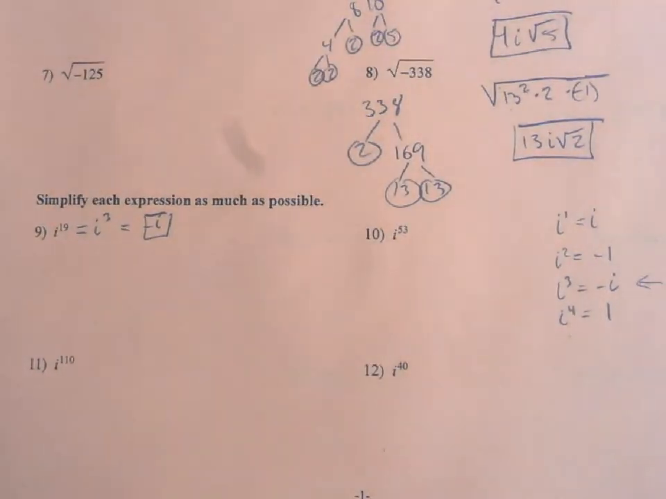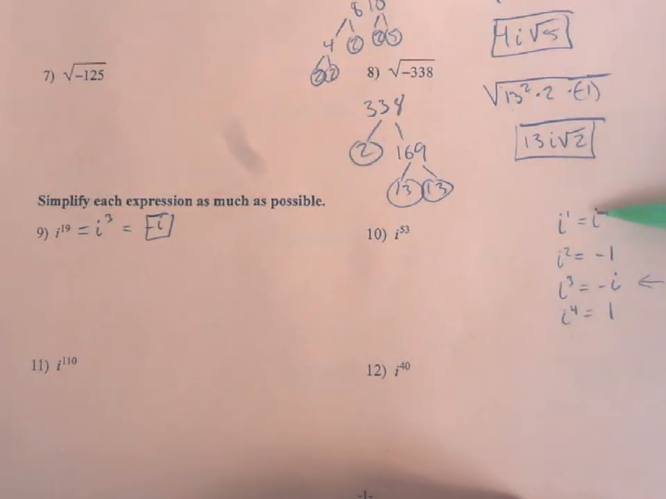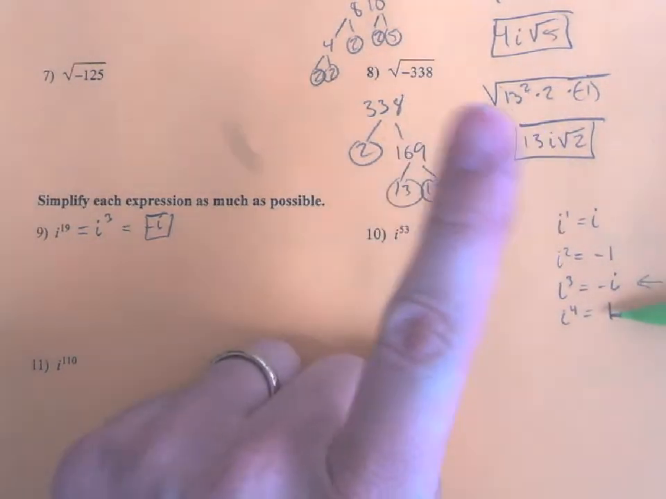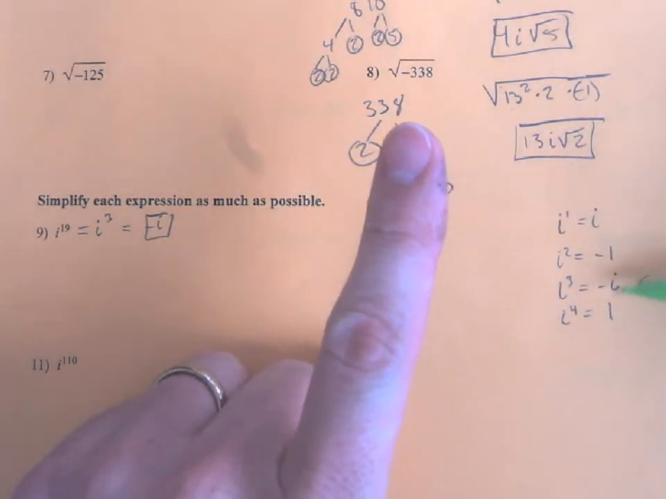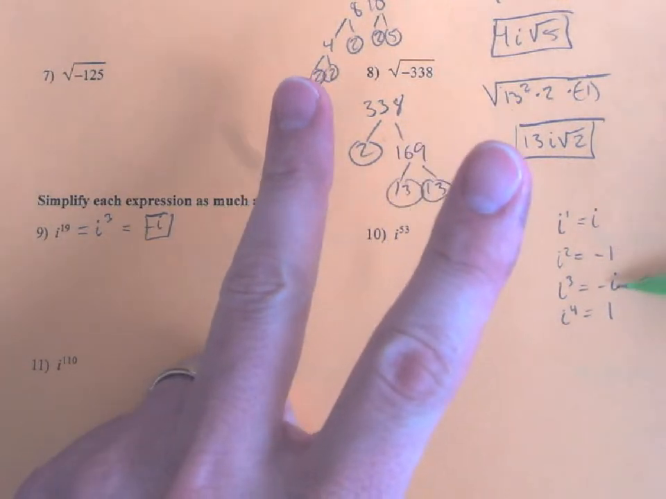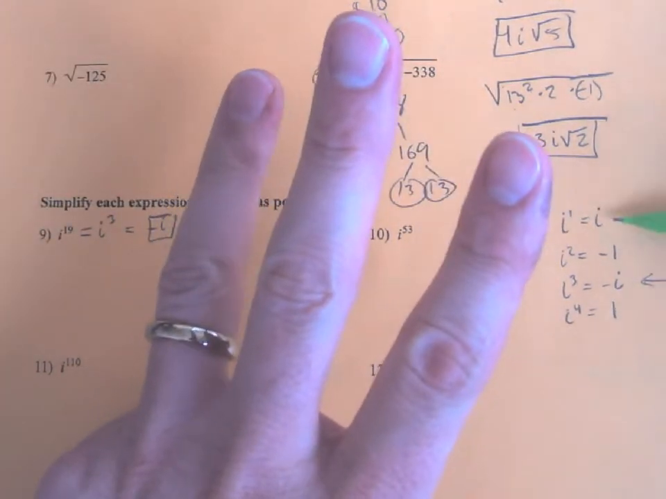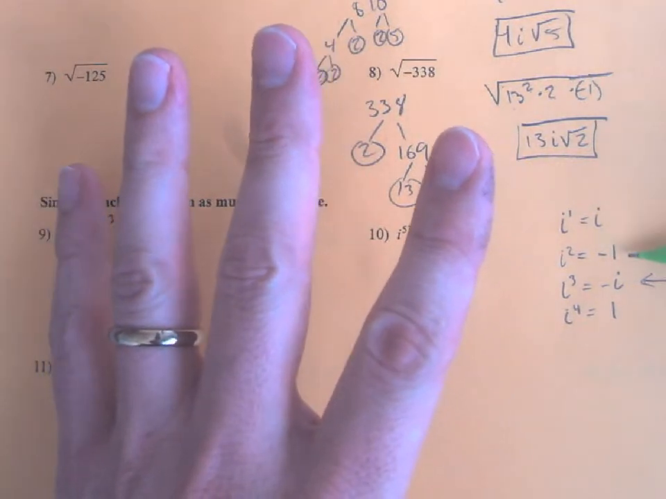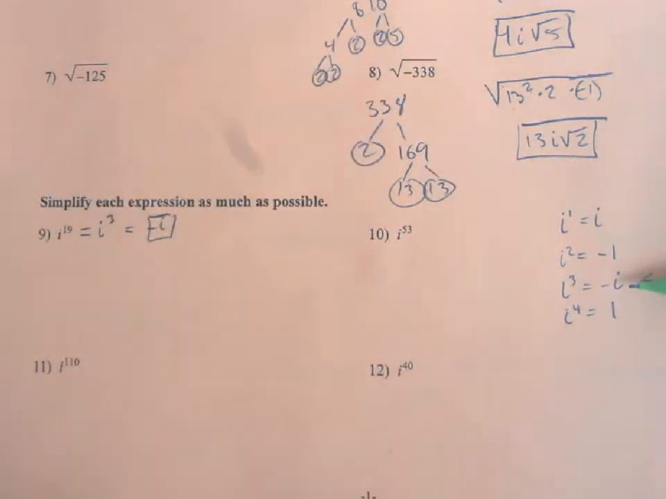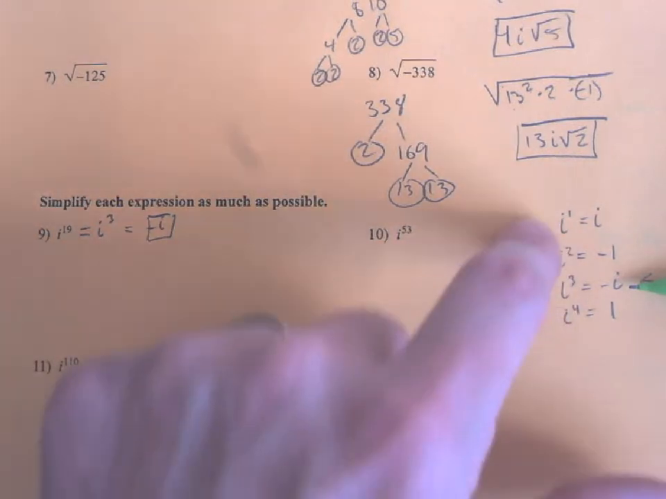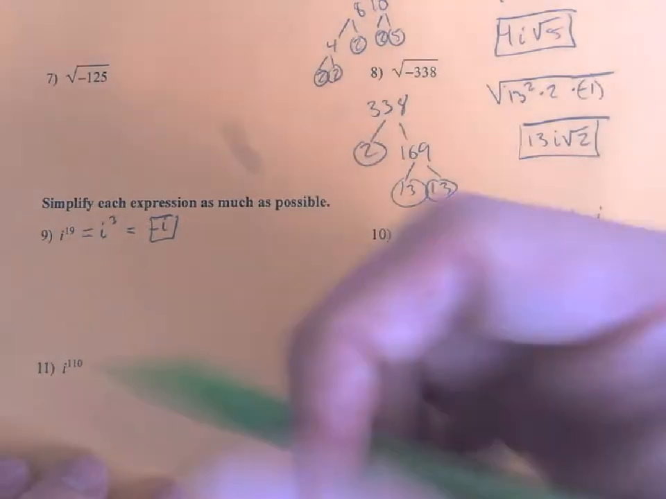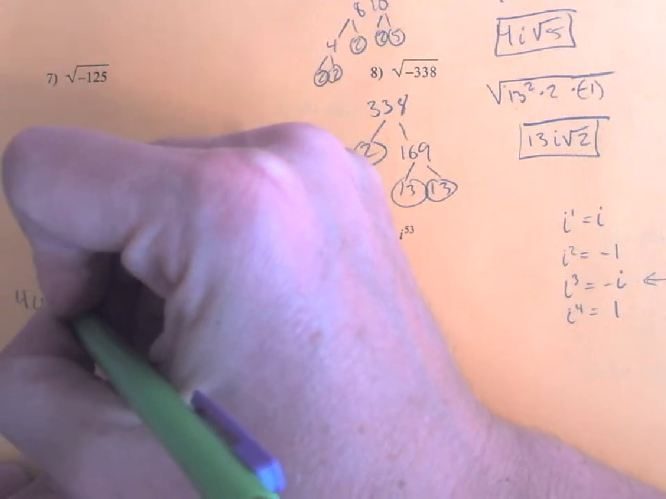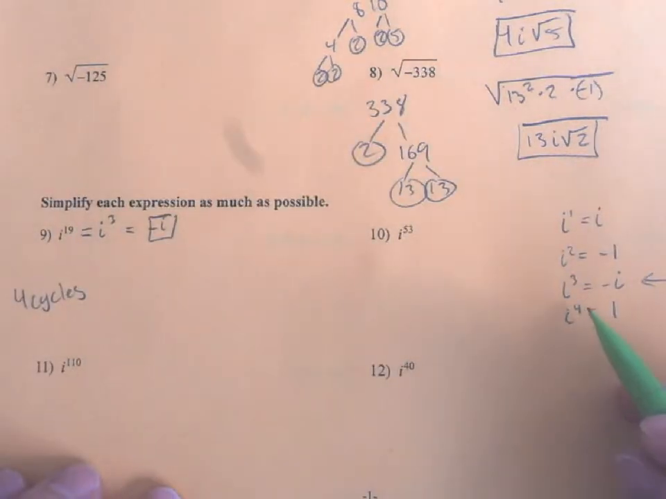Now if you think about that for a second, how many times did I cycle through? Let's go back and count. So 1, 2, 3, 4, that's 1 cycle. 5, 6, 7, 8, that's 2. 9, 10, 11, 12, that's 3. 13, 14, 15, 16, that's 4. And then 17, 18, 19. So I cycled through 4 full times plus 3 extra steps. So 4 full cycles, and then we landed on i to the 3rd.